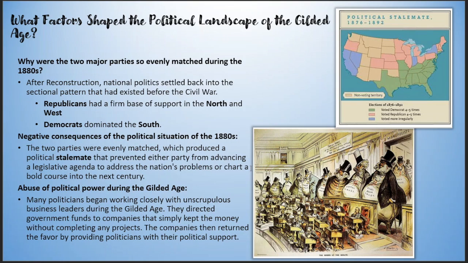There was an abuse of political power during the Gilded Age. Remember, many politicians were working closely with unscrupulous business leaders, and they directed government funds to companies that simply kept the money without completing any projects. The companies then returned the favor by providing politicians with their political support.